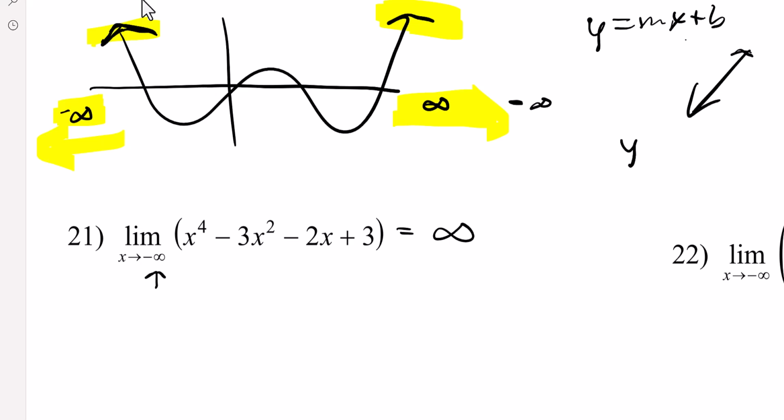Opposite directions, y is equal to x cubed. So with odd exponents, the graphs go in opposite directions. All right.